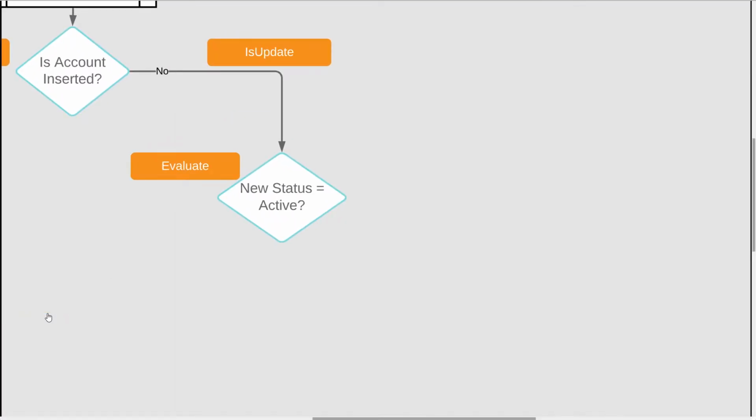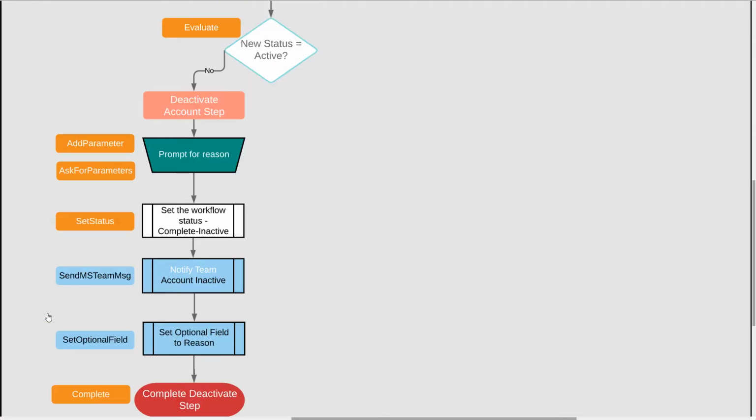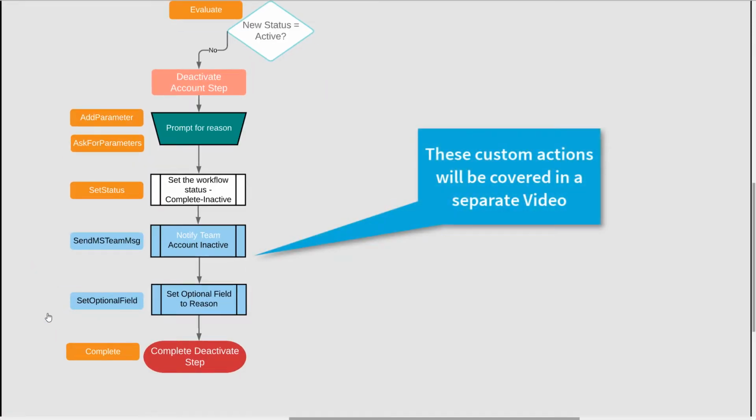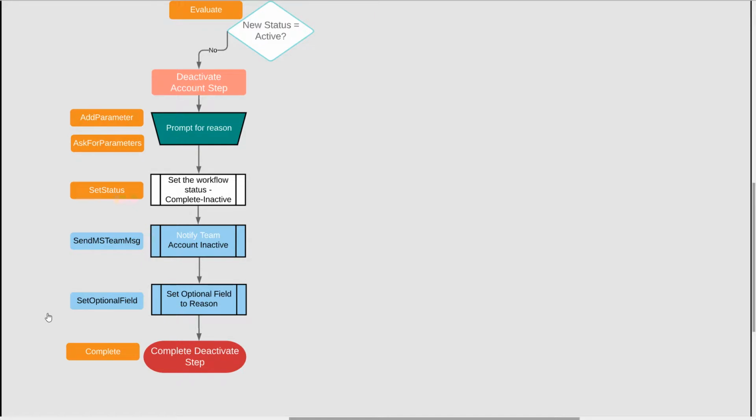If the account is not inserted, it means it's an update, and we are going to have a different path whether the requested status is active or inactive. So once we've evaluated the status that is requested, if it is set to inactive, we start the Deactivate account step, which will prompt for a reason and then notify the team and complete the workflow.